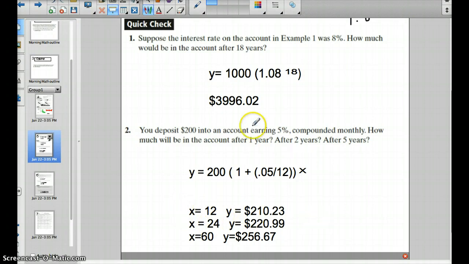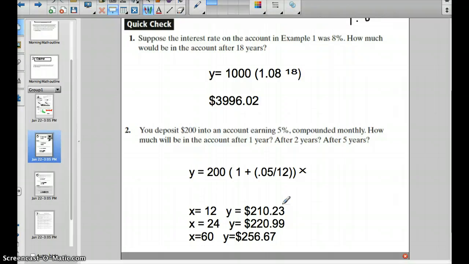And so if you were looking at how much you would have after a year, your $200 investment after a year, 12 months, would be $210.23. So you've earned $10.23 interest by compounding it. Think about if you only earned 5% every year, you would only have $210. So that extra 23 cents is what you're getting by having your interest compounded monthly rather than annually.